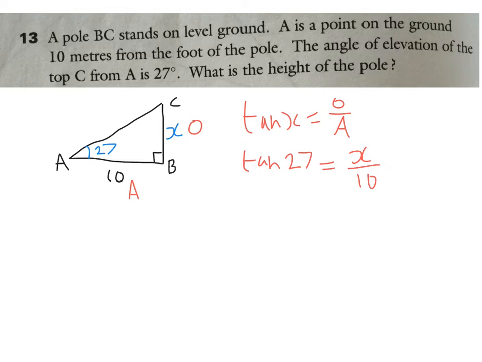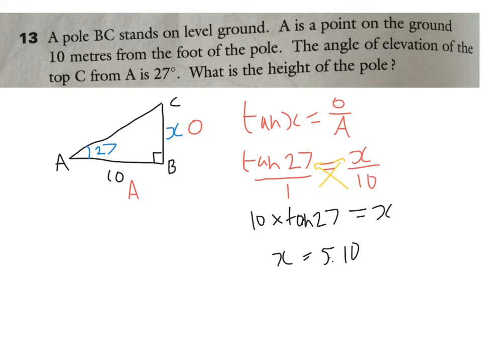To solve that, you'd write a fraction equals a fraction, and then you can cross multiply, and you would get 10 tan 27 equals X times 1, which is just X. So you put that in your calculator, 10 tan 27, and that gets you 5.10 to 3 significant figures, and that is a height, so it would be in metres.